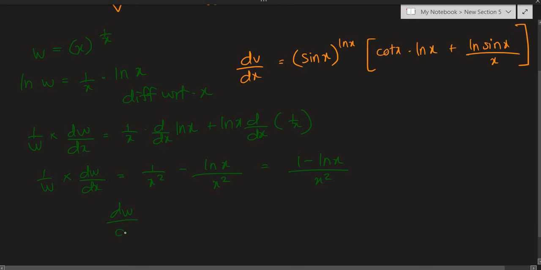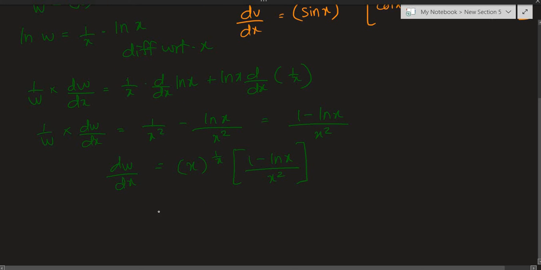So dw over dx, taking the w on that side, w is just this x to the 1 over x power, times 1 minus natural log of x divided by x squared. And if you remember what we had to find dy over dx, what was that going to be? It was going to be dv over dx plus dw over dx.